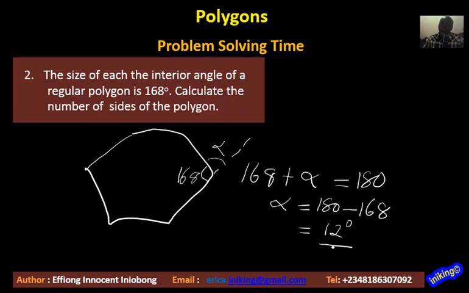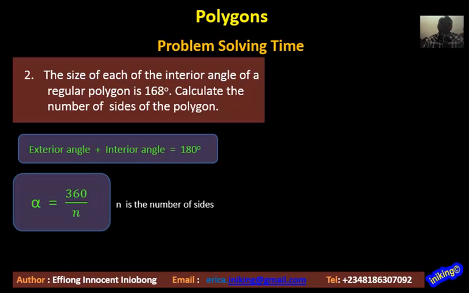12 degrees. Of course, we can obtain our number of sides from the relationship where the exterior angle is equal to 360 divided by n. So since we now know the exterior angle, what do we do? We can just swap. n can go up and then alpha comes down. And we know our alpha is 12.